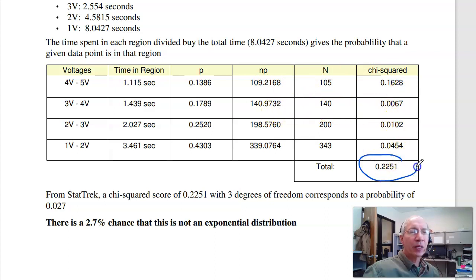add them all up, I get a chi-squared score of 0.2251. If we go to StatTrek, I can convert the chi-squared score to a probability. I've got 4 bins, meaning 3 degrees of freedom. Chi-squared score is 0.2251. The probability then is 2.7%. So basically, this is an exponential distribution.